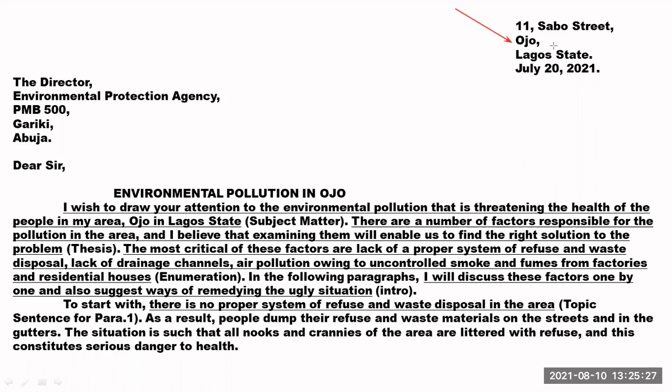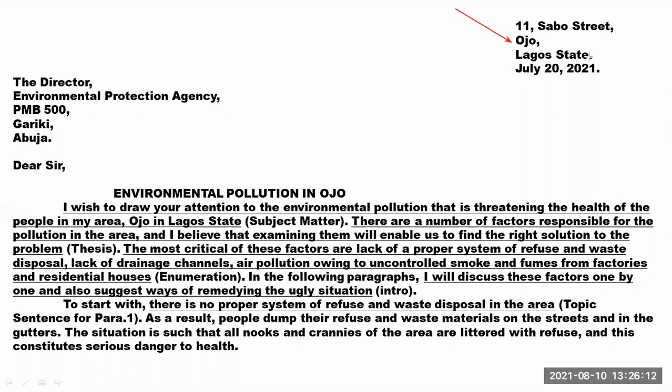I want you to take note. Here you have the option as a student, you can use the address of your school, or you can use the address of your house. Because a letter is a letter and a letter must have an address. The important thing is for you to ensure that you write all the parts of your address correctly. Here we have 11 Sabo Street. Now note the comma after the number here, and note the comma after street. Ojo, then comma, Lagos State, full stop.